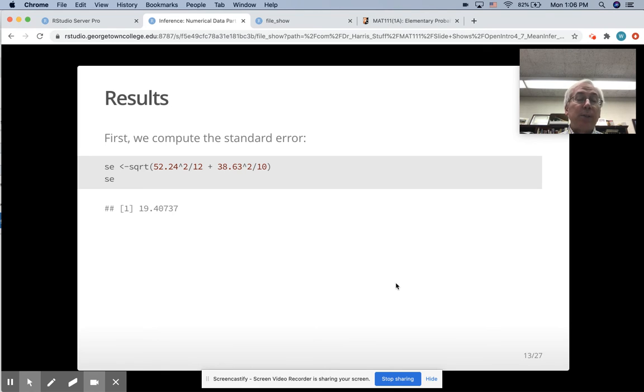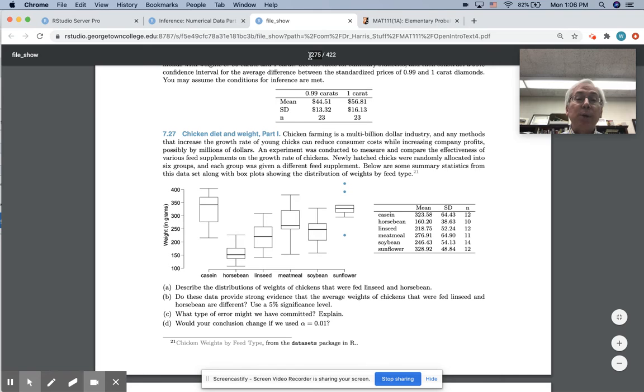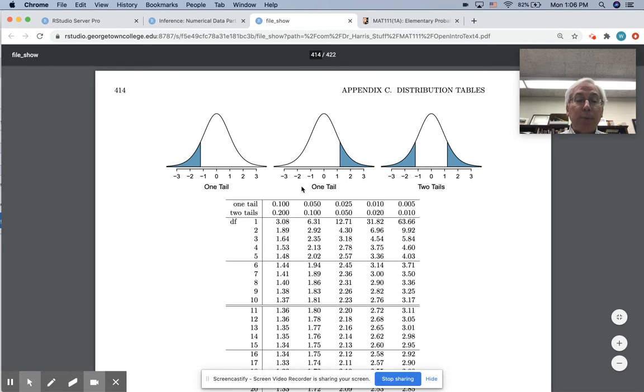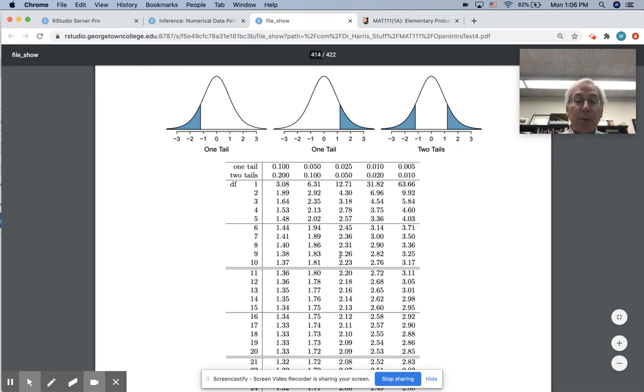So once we've got that, the next thing to do if we're going to form a confidence interval is to find the value of T star. Our sample sizes are 10 and 12. That means that we're going to have a number of degrees of freedom, if we're doing things by hand, of 1 less than the smaller one, which is 9. So if I go to my T table, 9 degrees of freedom, for a 95% confidence interval, my value of T star is 2.26.